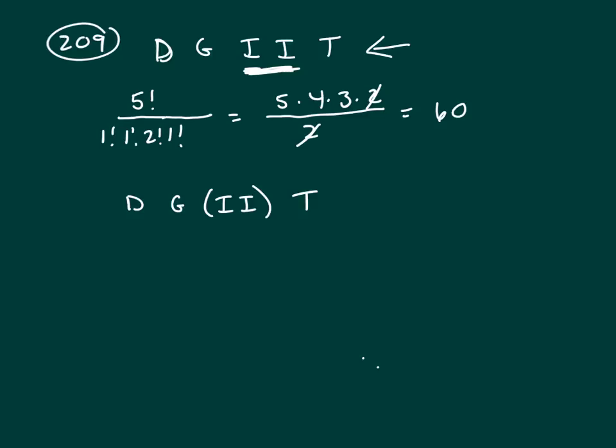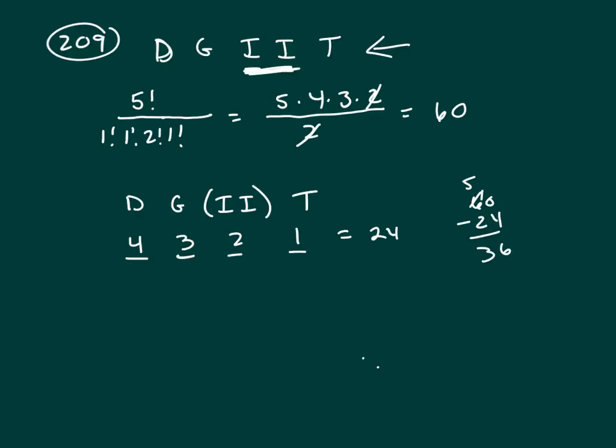So D, how many choices do I have? I have 4 for my first spot, and then my next spot would be 3, and then I've got 2, and then 1. So what is that? 4 times 3 is 12, times 2 is 24. So I've got 60 minus 24, that's 36. Is that one of my answers?